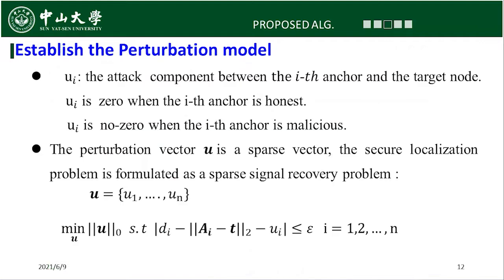Firstly, we establish the perturbation module. U_i is a tag component between the i-th anchor and the target node. U_i is 0 when the i-th anchor is honest. U_i is non-zero when the i-th anchor is malicious. The perturbation vector U is a sparse vector. The secure localization problem is formulated as sparse signals recovery problem.